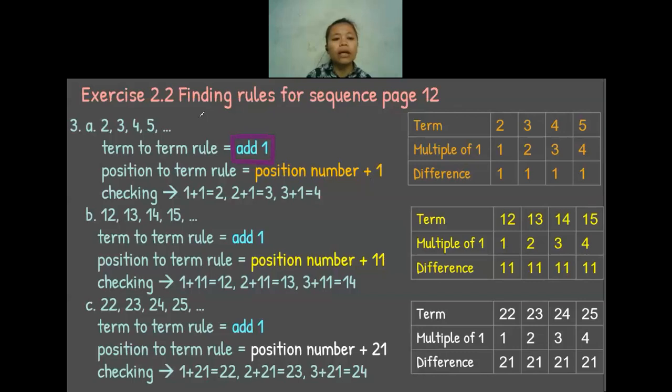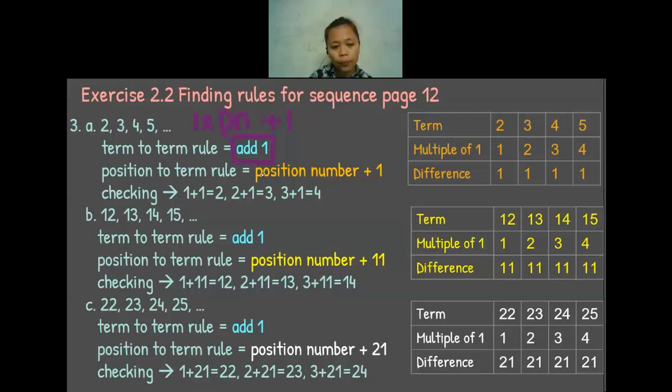And teacher, what if I write it as 1 times position number plus 1? That is also okay, because usually we multiply the position number by the term to term rule given. Since the term to term rule is add 1, we multiply the position number by 1. Multiplying any number by 1 does not change the value. That's why I do not write 1 times position number; I directly write position number plus 1. But if you answer 1 times position number plus 1, that is also correct.